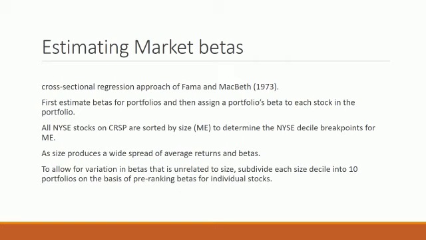Now, more details about the estimation of beta: all NYSE stocks on CRSP are sorted by size, which is ME, to determine the NYSE decile breakpoints for ME. NYSE, AMEX, and Nasdaq stocks that provide the required CRSP and Compustat data are then allocated to 10 size portfolios based on the NYSE breakpoints.